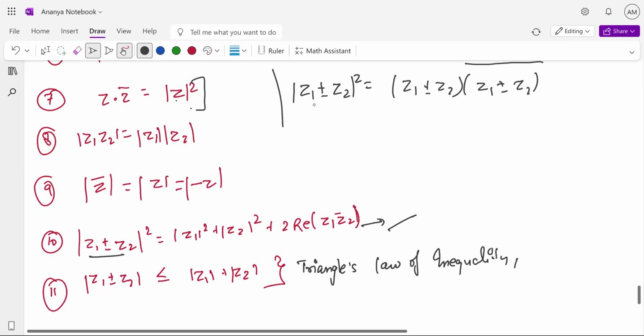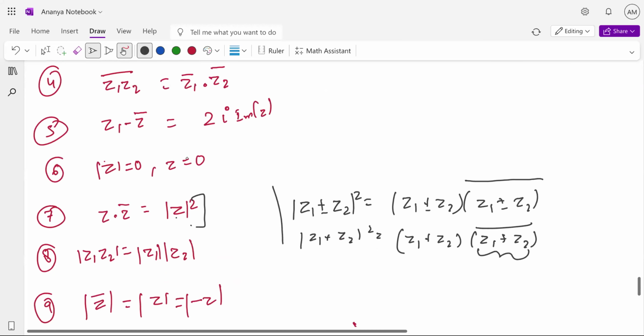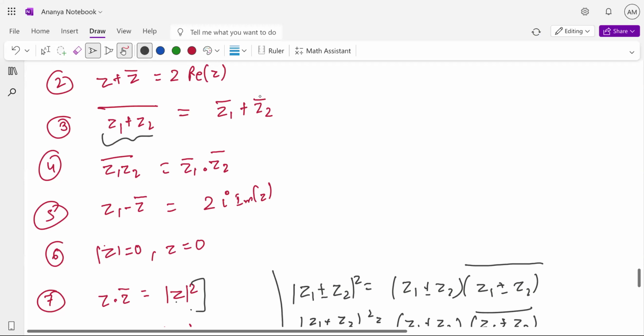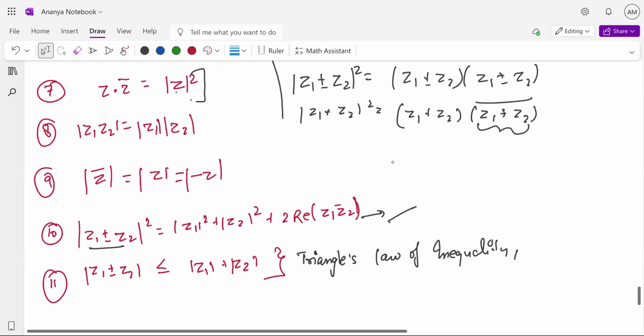Now one more thing you have to be careful about. This is for the plus minus, right? So let's say you are checking this property z1 plus z2 square. In that case, how do you proceed? z1 plus z2 and z1 plus z2 of this. You also know this property, right? We can just distribute that. Yes, sir. So you'll get z1 plus z2. It got distributed.